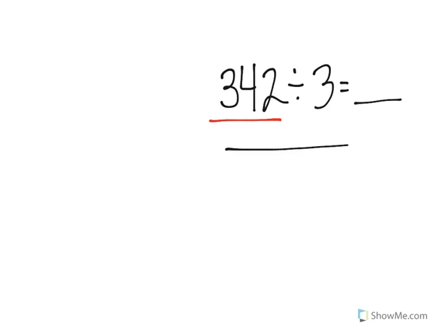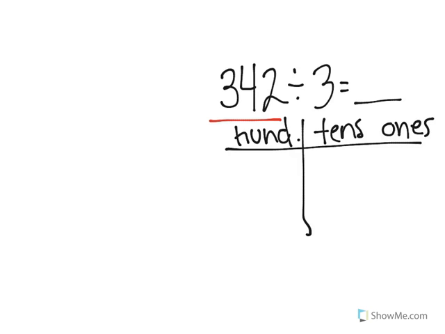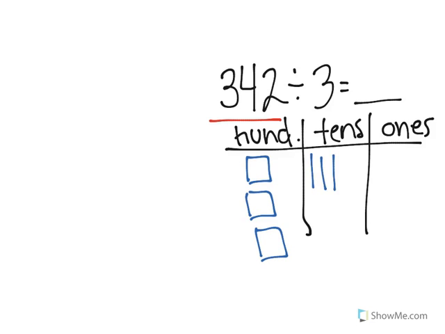I'm going to organize this into hundreds, tens, and ones. I'm going to organize it into a place value chart just to keep things neat and organized. So I have 3 hundreds. I have 4 tens. And I have 2 ones. And altogether these place value blocks add up to 342.